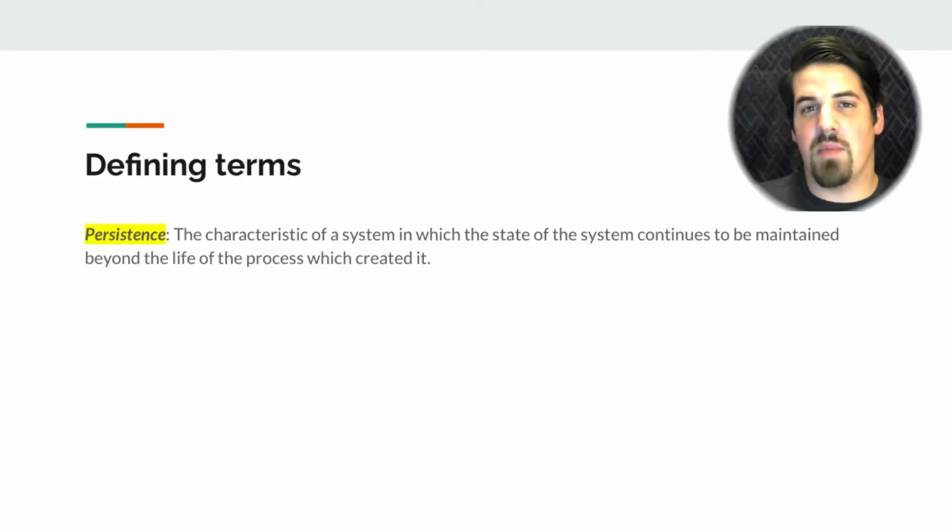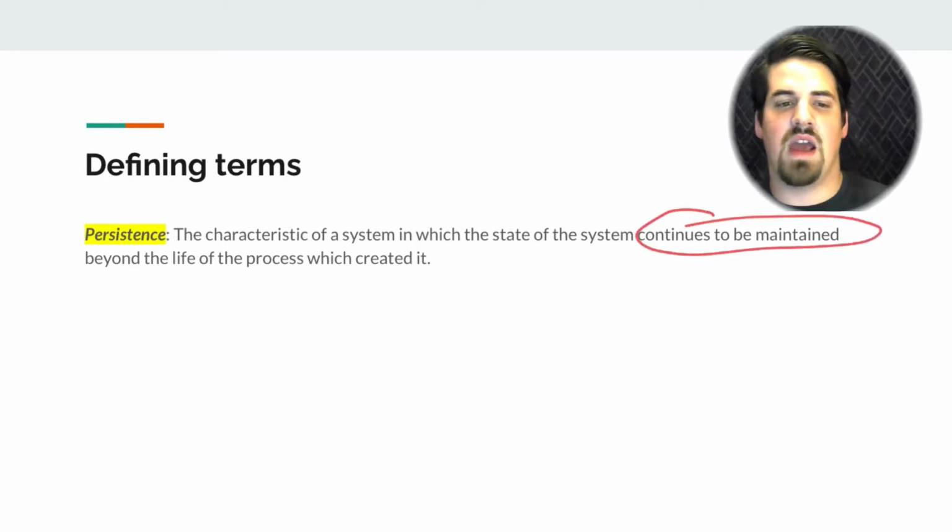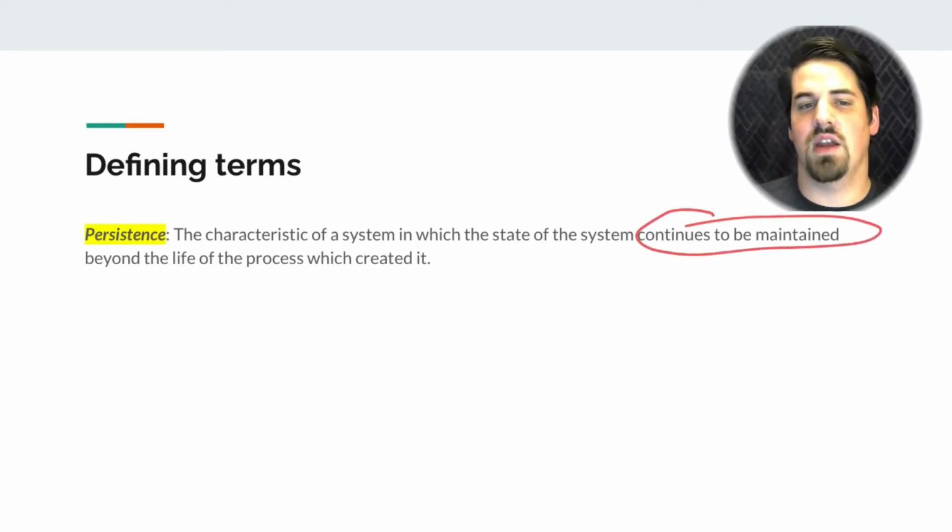So I decided to come up with my own definition. I did look at some other sources and kind of combine them to come up with my own words to define what persistence is. Persistence is the characteristic of a system in which the state of a system continues to be maintained even after the life of the process which created it.